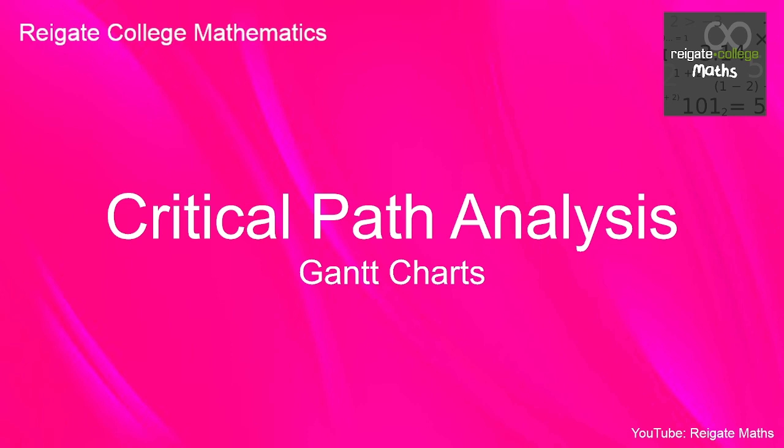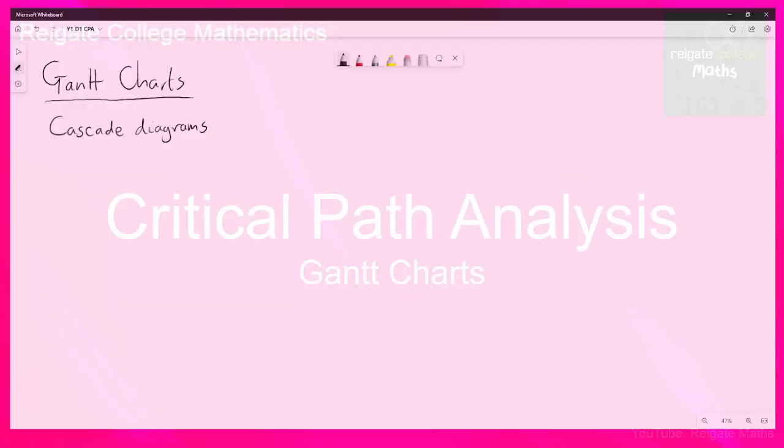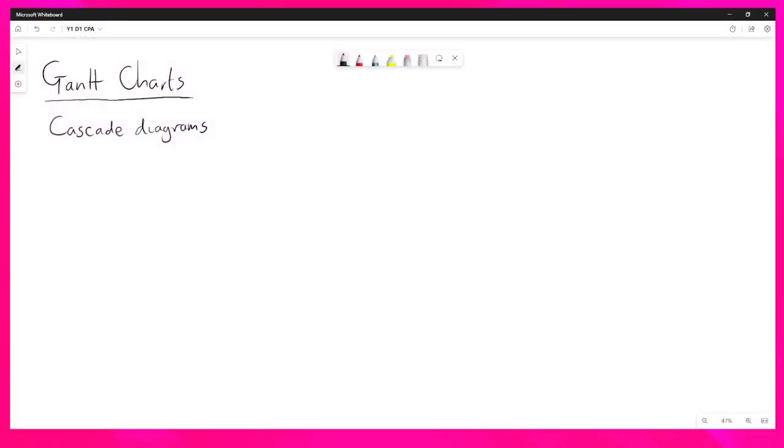Gantt charts are really important in project management because they allow the project manager to graphically see what activities need to be done by when and what can be doing at various times. Gantt charts, otherwise known as Cascade Diagrams, are usually the final part of one of these questions, because you need the activity network to be completed in order to complete a Gantt chart. So let's start off by reviewing the activity network process, and then we can use that to draw a Gantt chart.